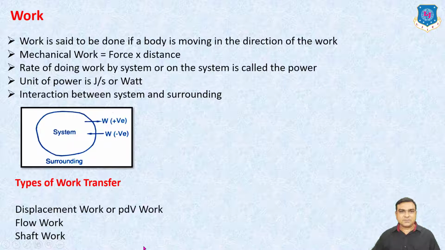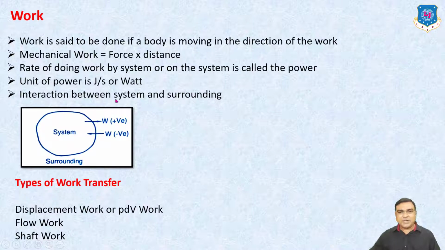Work. Work is said to be done if a body is moving in the direction of the force. Mechanical work is equal to force into distance. The rate of doing work by the system or on the system is called power. The unit of power is joule per second or watt.